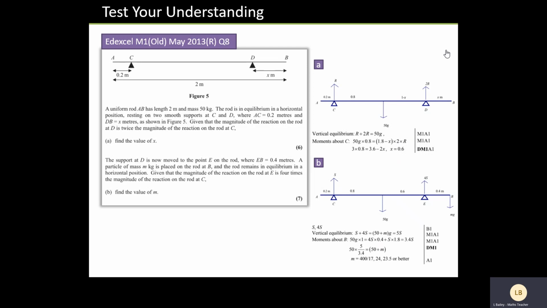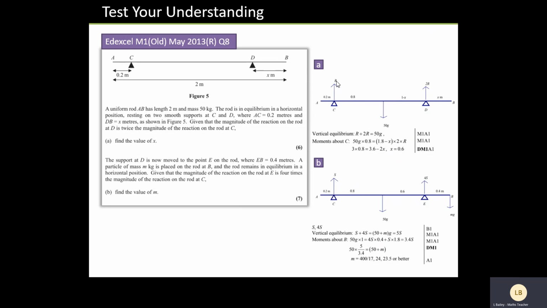For part B, I've got a different rod now. So I've got the same rod, I've just placed a mass on the end. Again, the first thing is I've got to put all the information that I've got onto my diagram. You're told the magnitude of the reaction of the rod at E is 4 times the magnitude of the reaction at C. So I've got an S going up there.